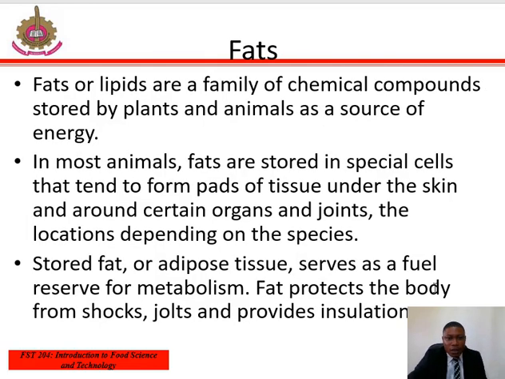Fats or lipids are a family of chemical compounds stored by plants and animals as a source of energy. In most animals, fats are stored in special cells that tend to form parts of tissue under the skin and around certain organs and joints. The location depends on the species. Fat is a concentrated source of energy, producing more than twice as much energy as an equal amount of carbohydrates and protein.